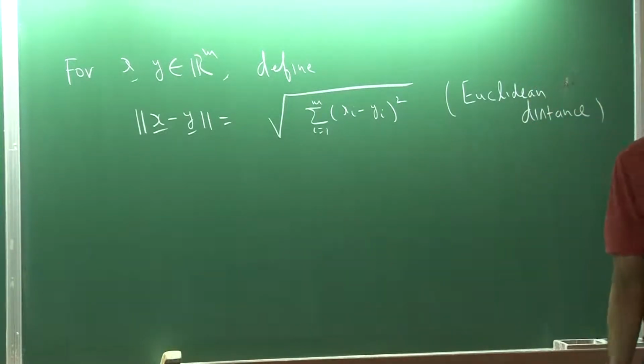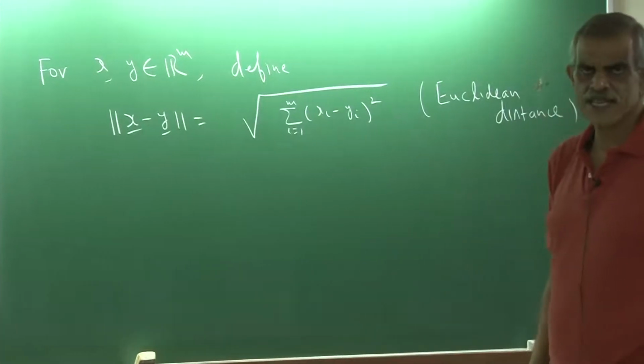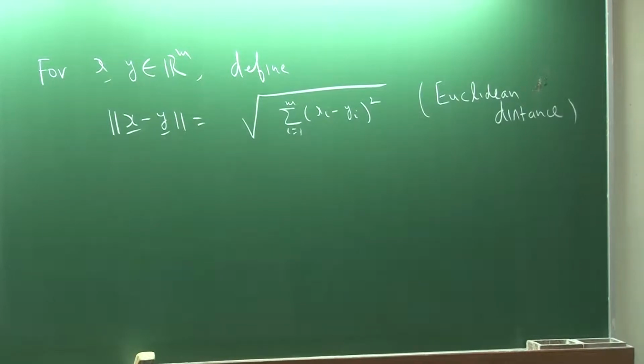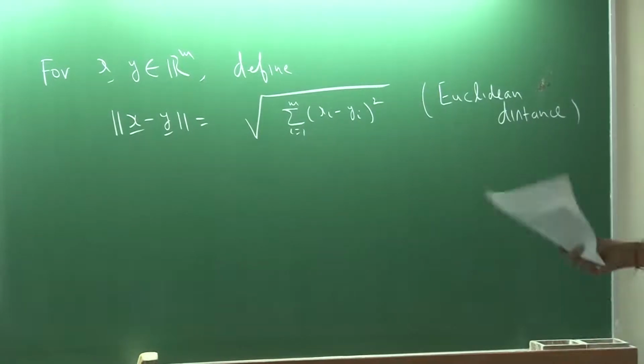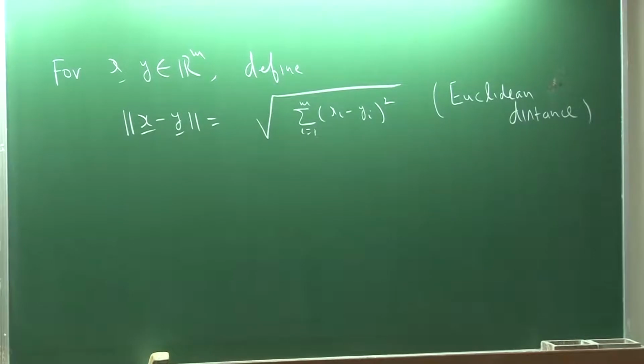Now, you must have done the properties of such a distance in your course on analysis. It satisfies all the properties of a distance function. It is non-negative. It is symmetric in x and y: d(x,y) is the same as d(y,x), or norm of x minus y is the same as norm of y minus x. It also satisfies the triangular inequality.